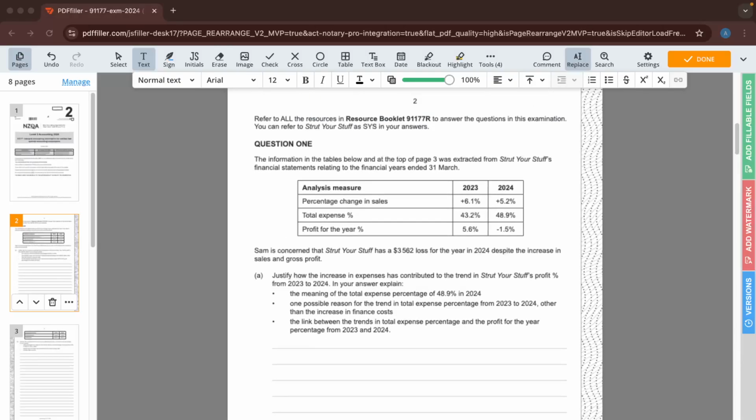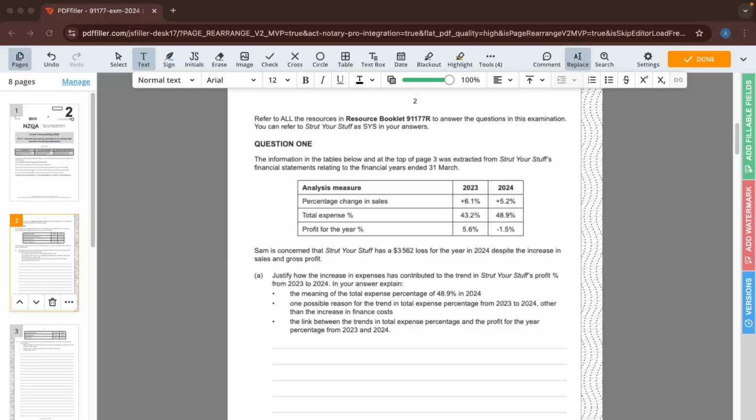So starting off here, I'll just read through the question. This is for Strut Your Stuff's financial statement. The percentage change in sales in 2023 was plus 6.1%, and 2024 was plus 5.2%. The total expense percentage was 43.2%, and in 2024 was 48.9%, which is quite a large increase for expenses. And the profit for the year in 2023 was 5.6%, and in 2024 was minus 1.5%, which actually means that they made a loss that year.